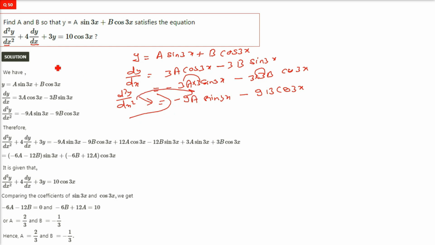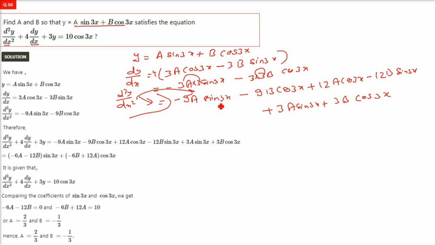So just assume that we are starting from here. This is d2y by dx2. I am adding 4 into dy by dx. Whatever is there, dy by dx, multiply it with 4 and then write it here. So 12a cos 3x, multiply again by 4, it will be 12b sin 3x, and plus 3y. Y is a sin 3x plus b cos 3x. So it will be thrice of this. So I am writing it after multiplication, and this is equal to 10 cos 3x.